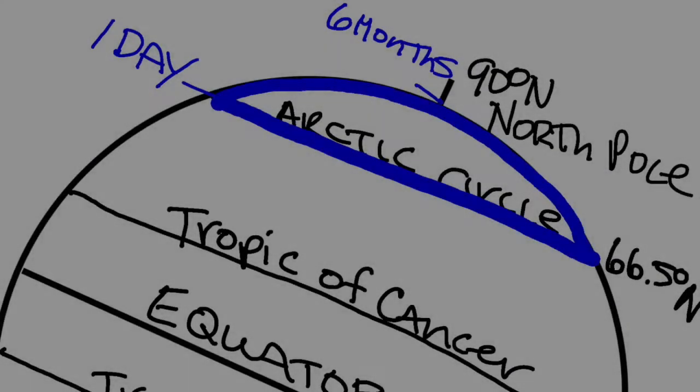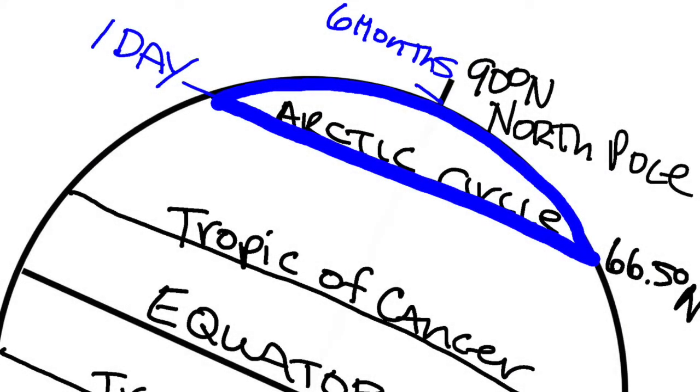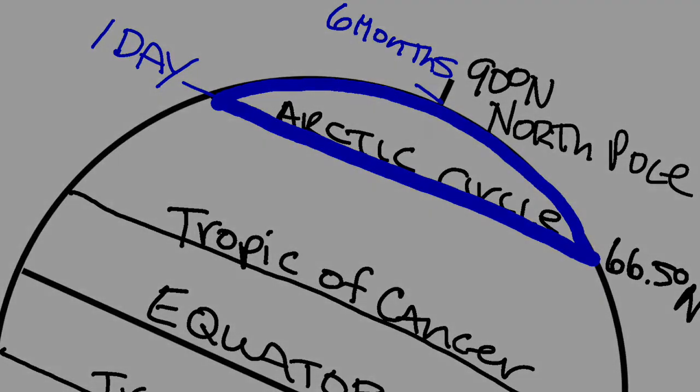Within these areas, there's a range with regard to how long the daylight or darkness lasts. For example, if you're at the Arctic Circle, you'll get a day. If you're at the poles, you're going to get 6 whole months.